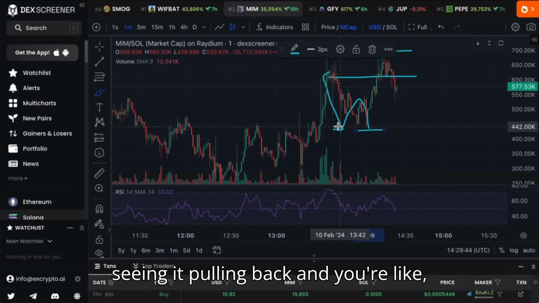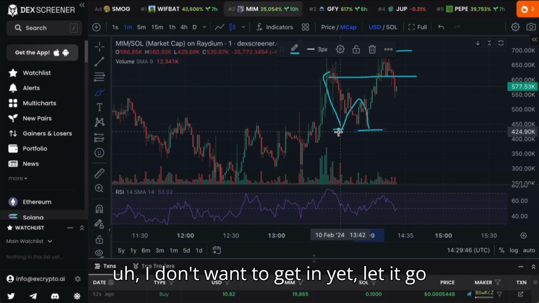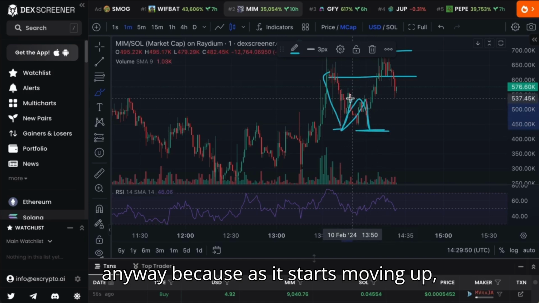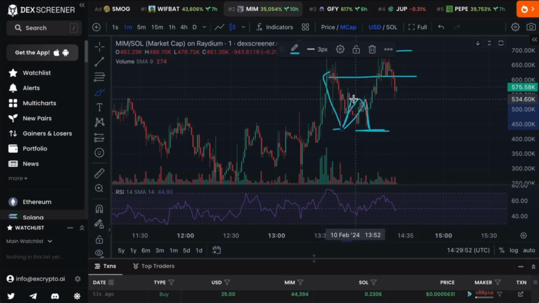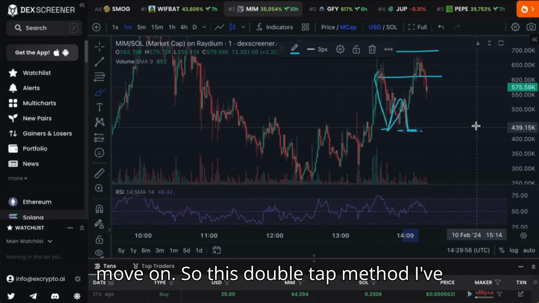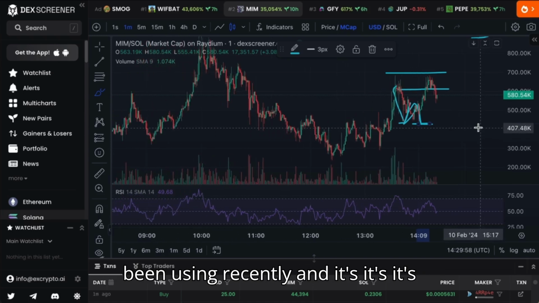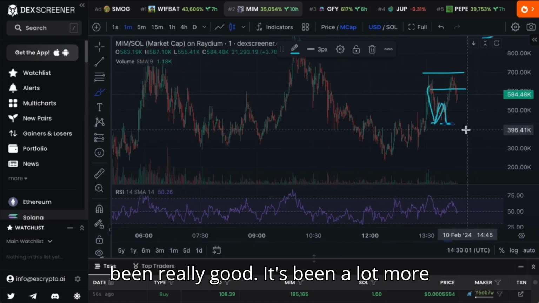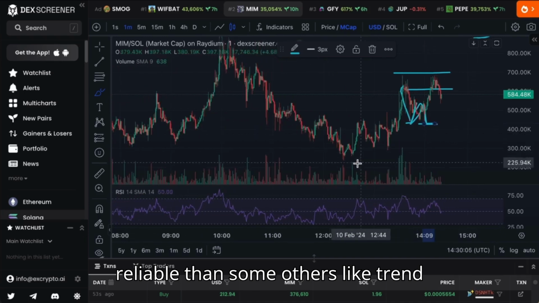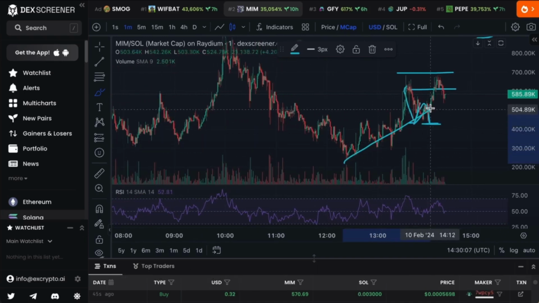So if you're seeing it pulling back and you're like, I don't want to get in yet, let it go up, pull back. You get a better entry anyway, because as it starts moving up, your entry is worse. You're paying more. See if it does that double tap and then move on. So this double tap method, I've been using recently and it's been really good. It's been a lot more reliable than some others, like trend line supports and stuff like that.